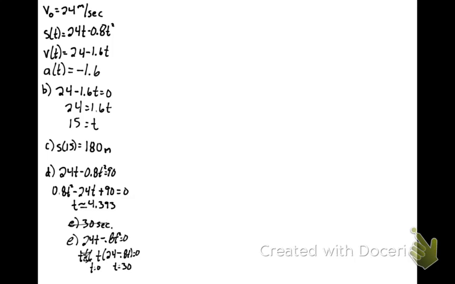Finally, find the rock's speed when hitting the moon. So for the last part of this question, we want to know what is v of 30, and that is whatever 24 minus 1.6 times 30 is, and you'll find that it is negative 24 meters per second, because it reaches the same speed as it was when it was going up.